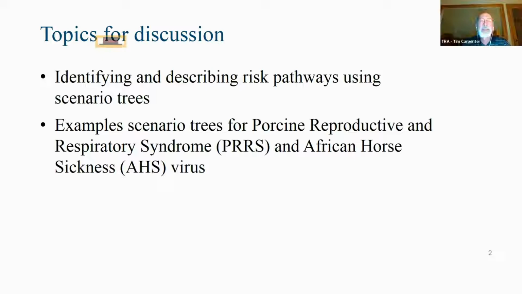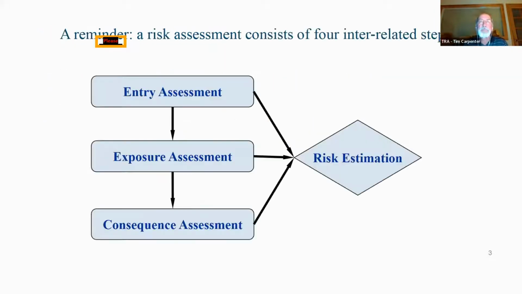So as I said, I'll be identifying and describing the risk pathways using scenario trees and doing that through the illustration of two examples. One is PRRS and the other is African horse sickness, or AHS virus.